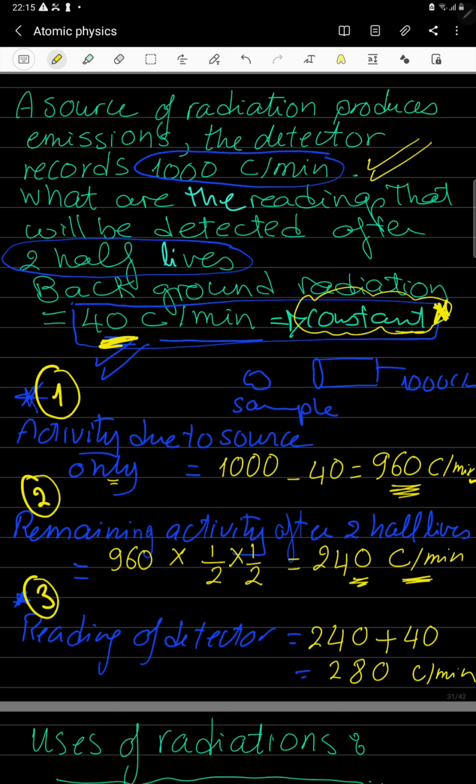يبقى I have to consider and take into consideration the background radiation if it's given in my question. It means it wasn't subtracted from the original readings. I have first to subtract the background radiation, calculate the remaining activity, and then add the background radiation one more time.